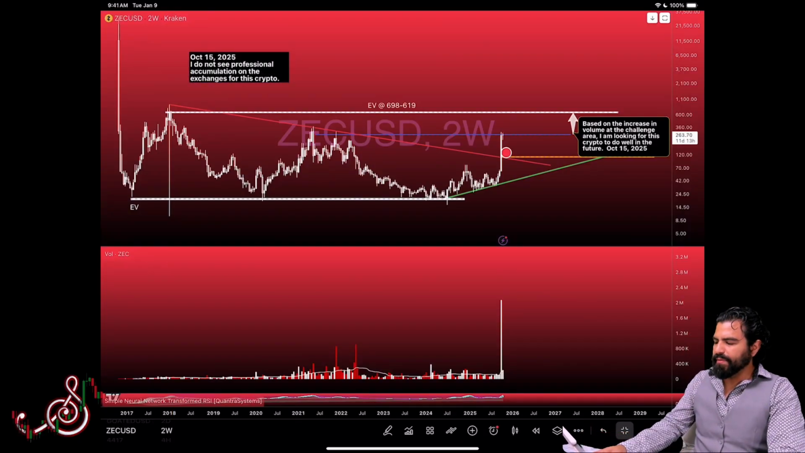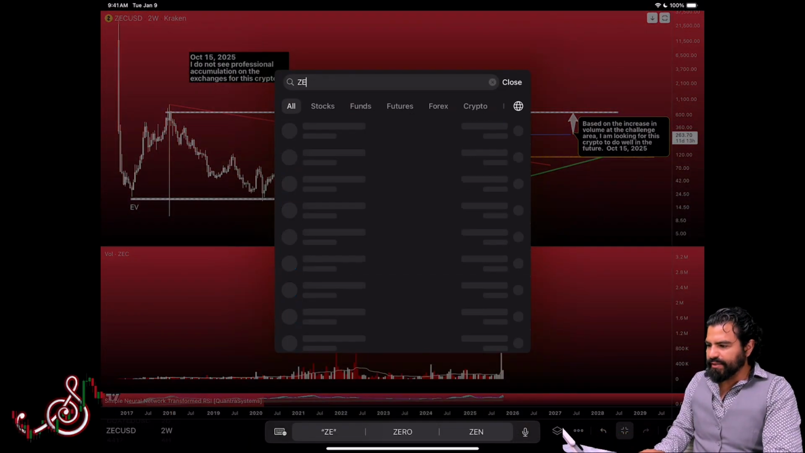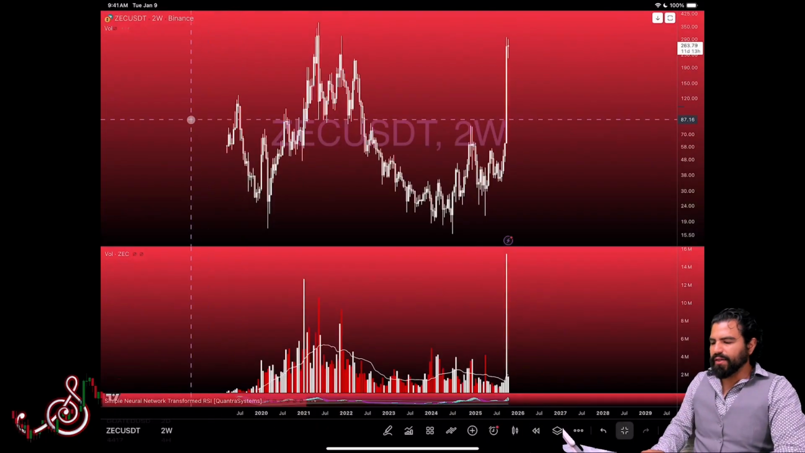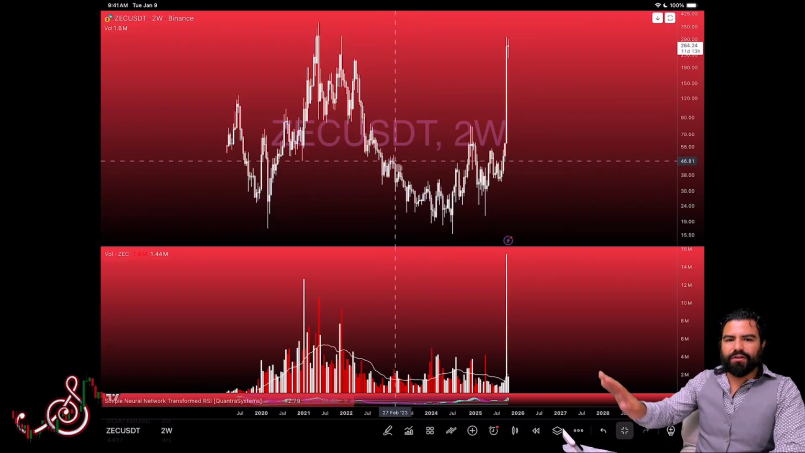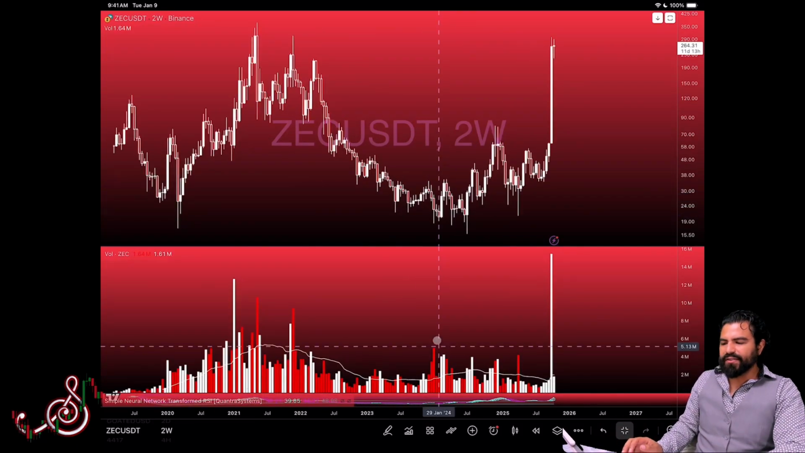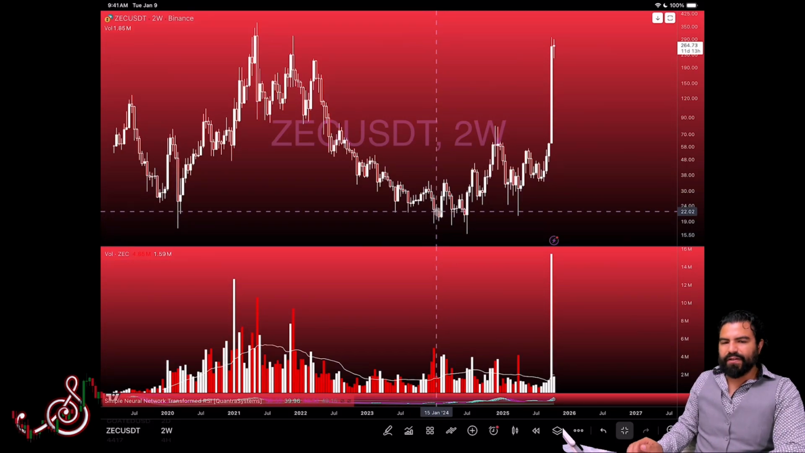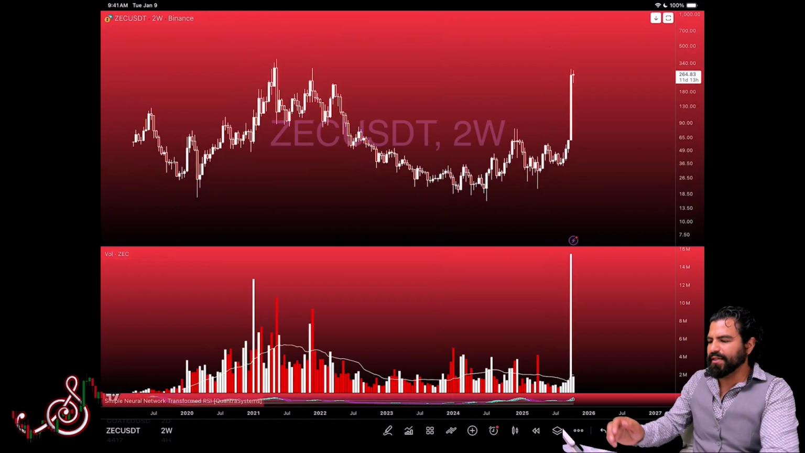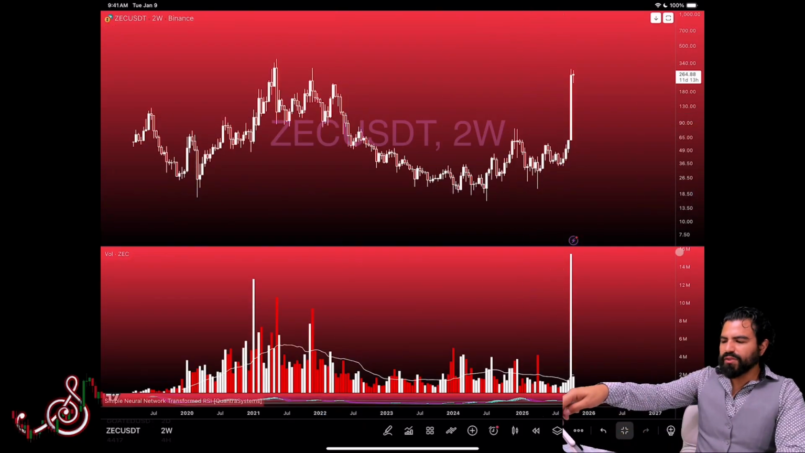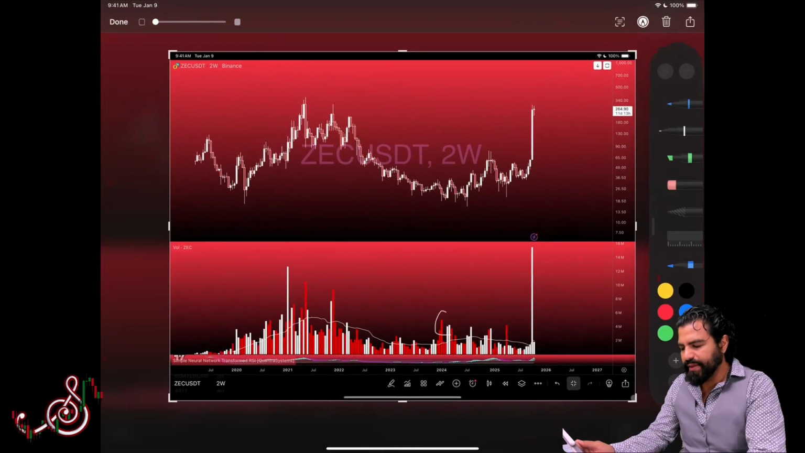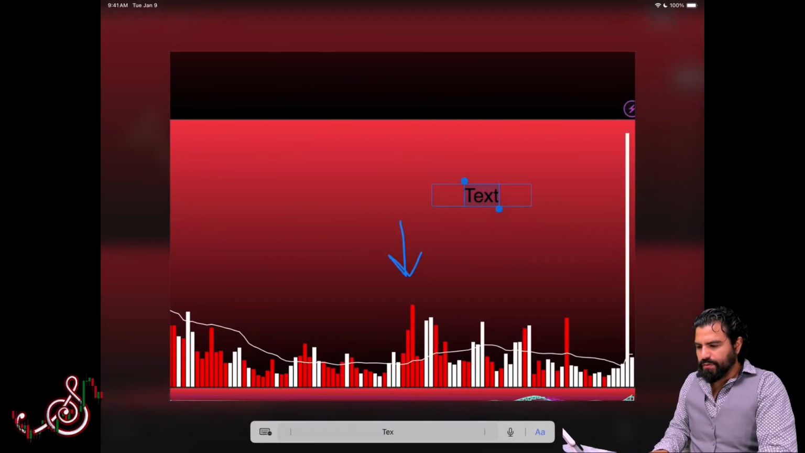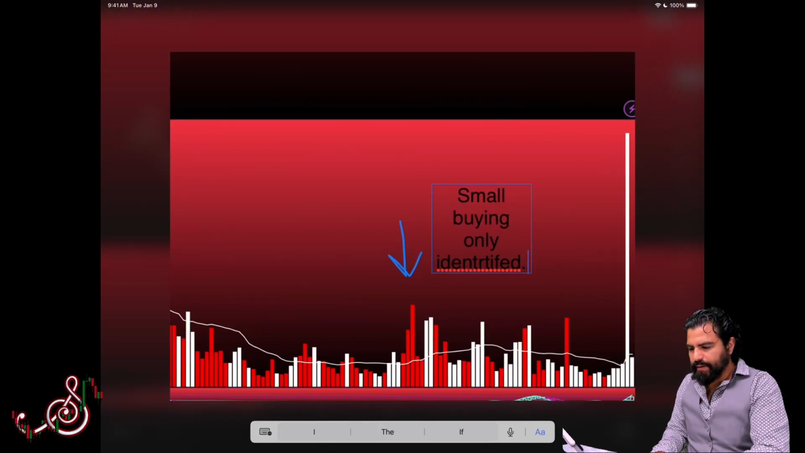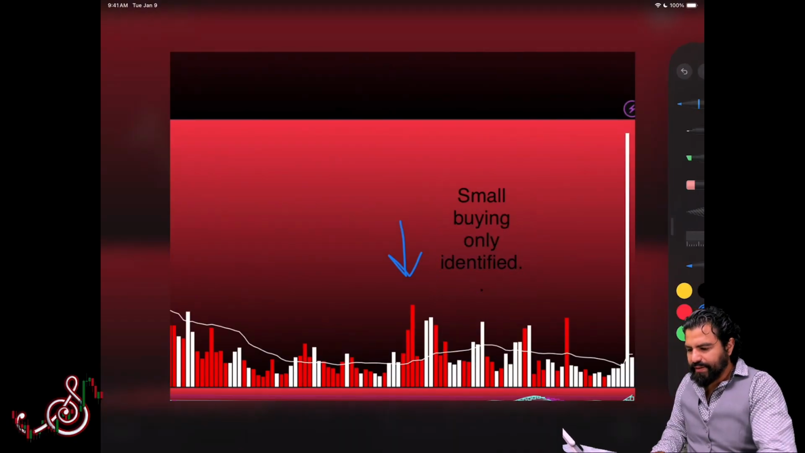And we'll confirm that. This is a look at Kraken. Here is ZEC on Binance. We'd want to see professional money coming in on the down bar, the down move. We don't see large money coming in there. We do see some buying coming in here, right there. So this is another look at an exchange, and that's okay. We see that. But this is only small buying. Small buying only. Okay, identified.